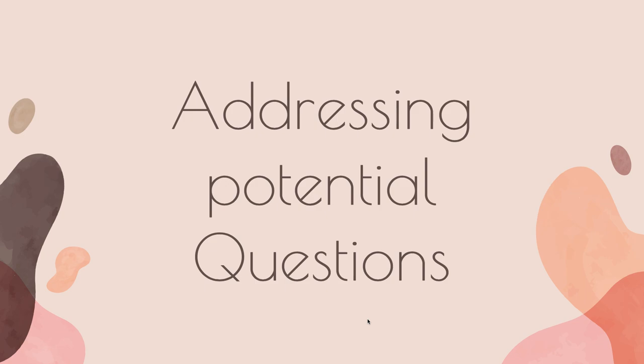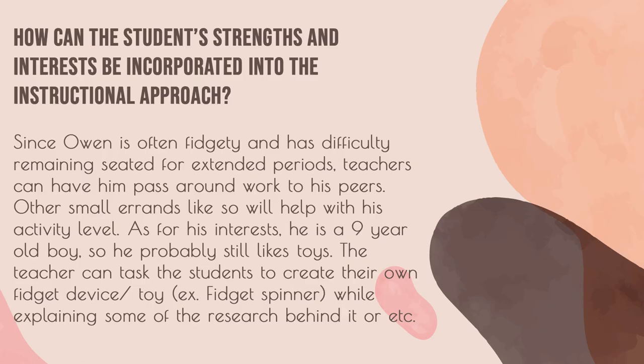Addressing potential questions. How can the student's strengths and interests be incorporated into the instructional approach? Since Owen is often fidgety and has difficulty remaining seated for extended periods, teachers can have him pass around work to his peers, such as worksheets and other things like that. Other small errands like so will help with his activity level.